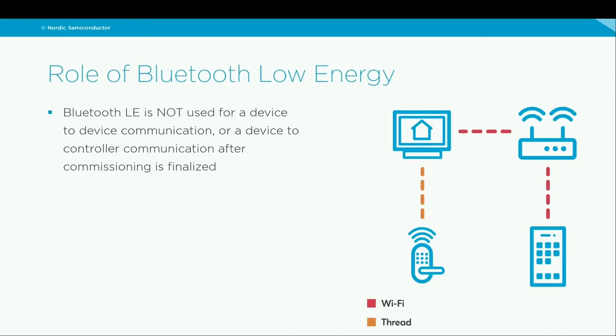So again, on the diagram to the right, we see network topology after the commissioning process is finalized. The smart door lock communicates with a home hub over Thread interface, and it is still possible to communicate from a Matter controller running on a mobile device because a mobile device is connected over Wi-Fi to a Wi-Fi access point, which then in turn communicates over Wi-Fi to a home hub, which also acts as a Thread border router, which I will introduce just in a minute.